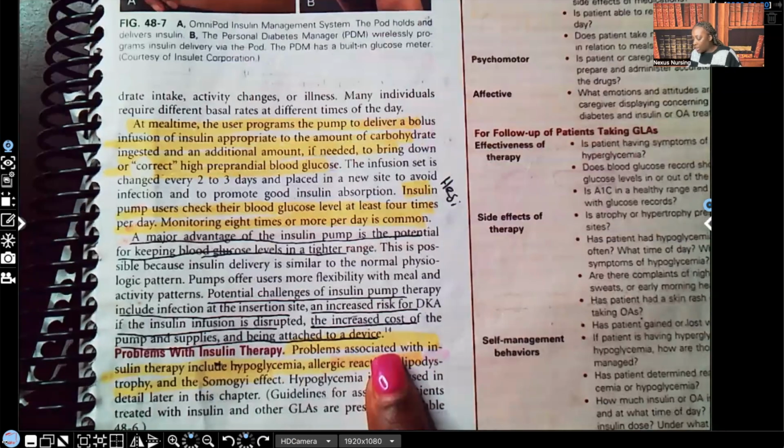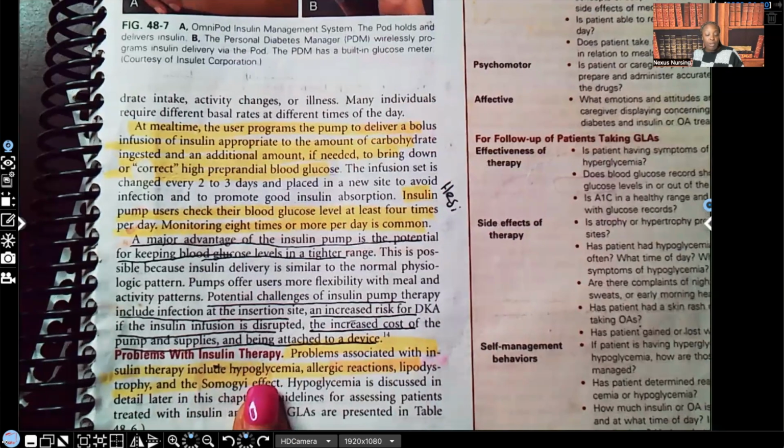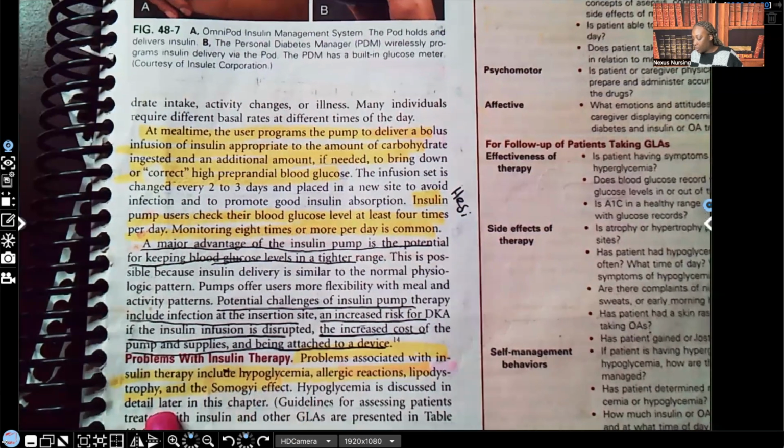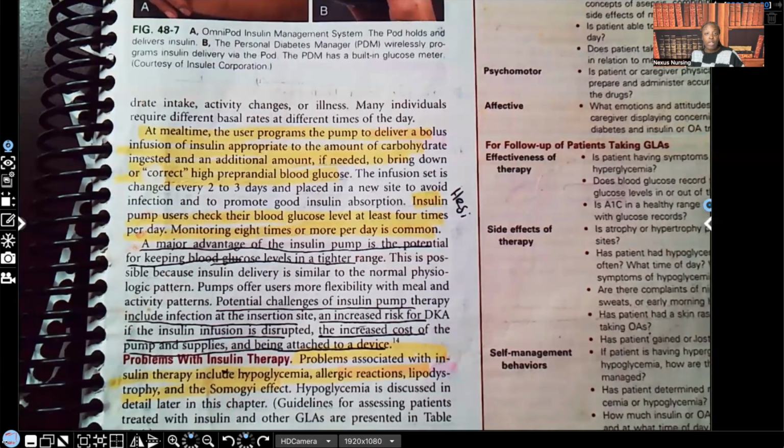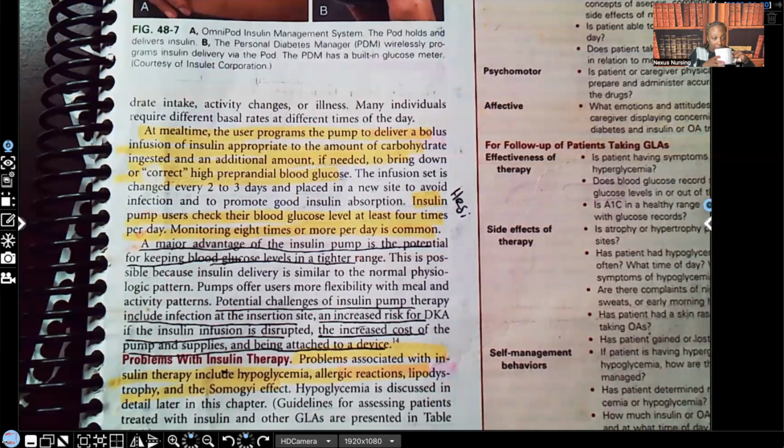Problems associated with insulin therapy include hypoglycemia. What kills a patient faster, hypoglycemia or hyperglycemia? Hypo. So that's a big problem we have to be careful with. Hypoglycemia, allergic reactions, lipodystrophy, and Somogyi effect. We're going to talk about all of those because you will get questions on those different adverse effects, and you have to know what they are, and you have to know what you have to do for them.